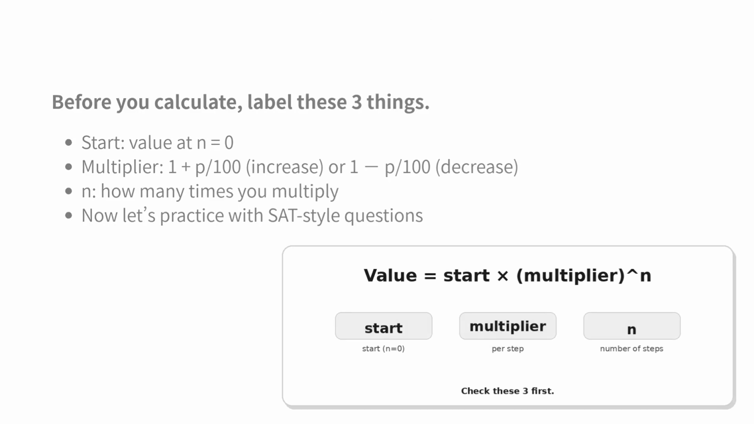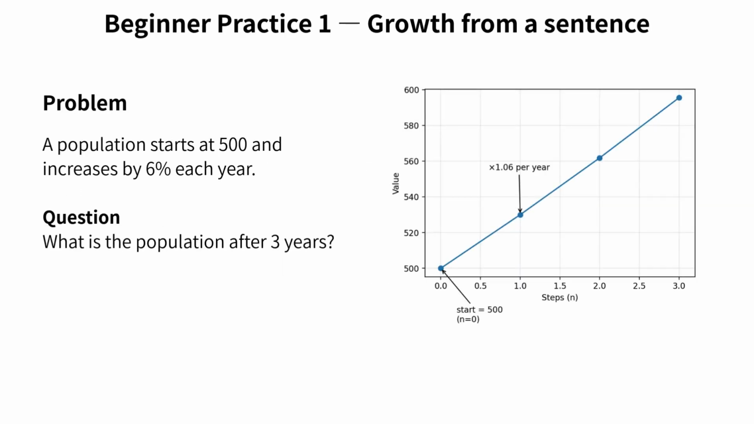Let's begin. Here's a beginner practice problem for exponential growth. A population starts at 500 and increases by 6% each year. Your goal is to find the population after 3 years. Before you calculate, use the checklist. Start value is 500 at n equals 0. 6% increase means the multiplier is 1.06. And 3 years means 3 steps, so n equals 3. Pause here if you want to try it first. When you're ready, we'll build the model and compute it step by step.